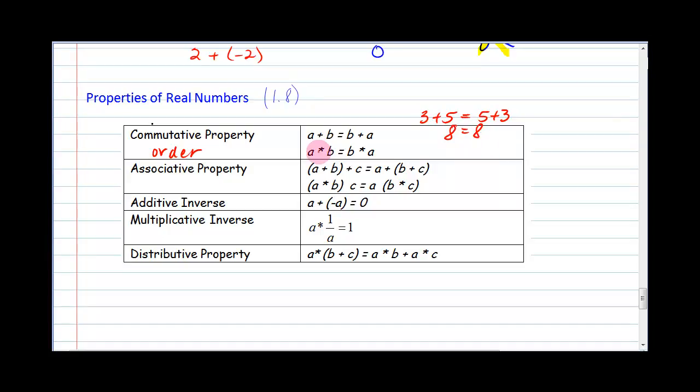This also applies for multiplication. Notice this was addition, here's multiplication. What if I had 3 times 5 and 5 times 3? Well, I know that 15 is still equal to 15. So changing the order on multiplication or addition doesn't change my problem.